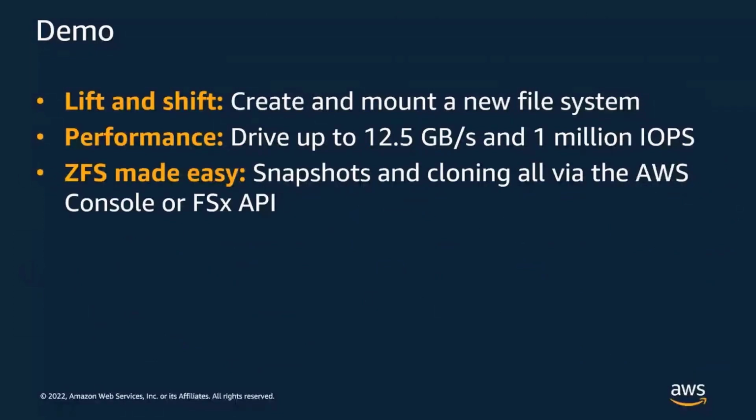And so with that, I'll shift gears and do a bit of a demo on specific capabilities. I'll cover three areas. The first is just getting started, how easy it is to create and mount a new FSx for OpenZFS file system. The second is performance, so I'll demonstrate how you can drive up to 12.5 gigabytes per second and the million IOPS per file system that we mentioned earlier. And then I'll cover some of the ZFS capabilities. I talked a little bit about snapshots and cloning via the AWS console and FSx API. I will show you exactly what that looks like and what it means to actually use these capabilities.